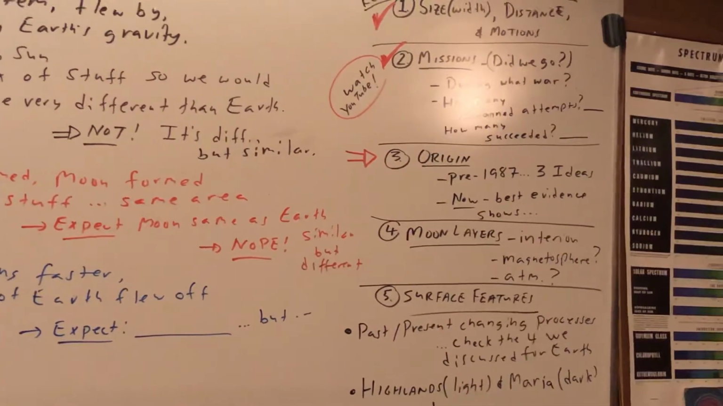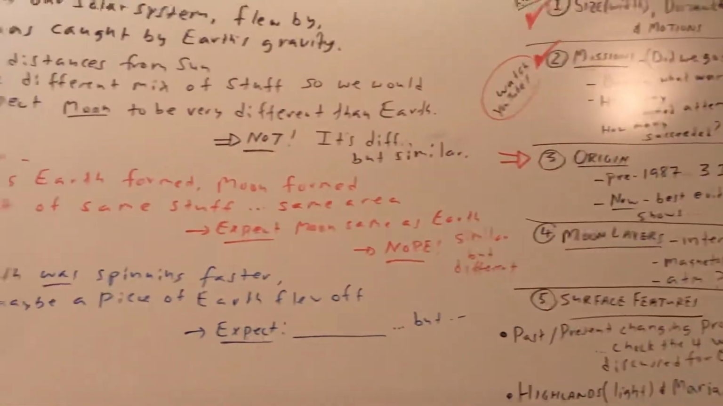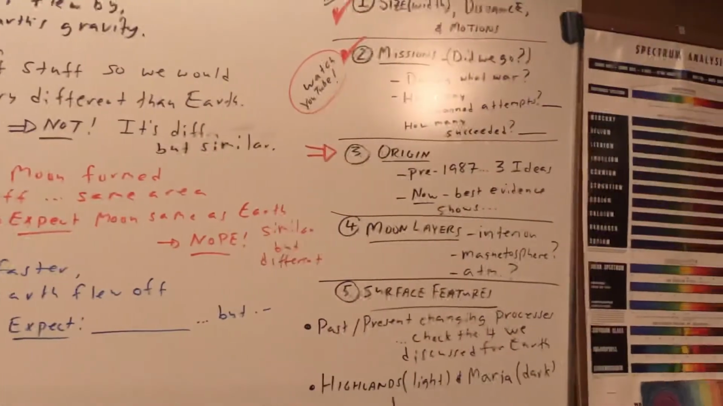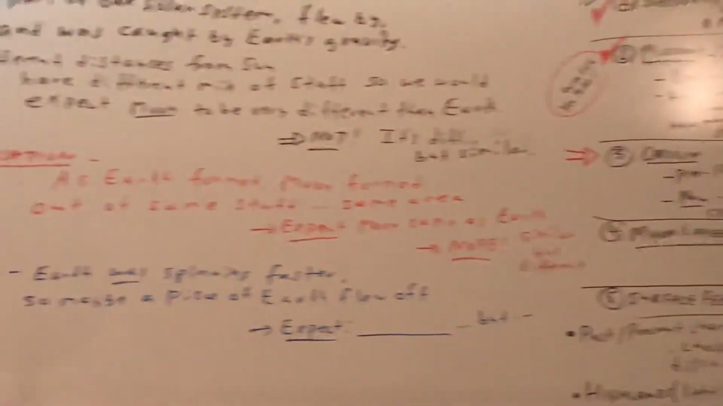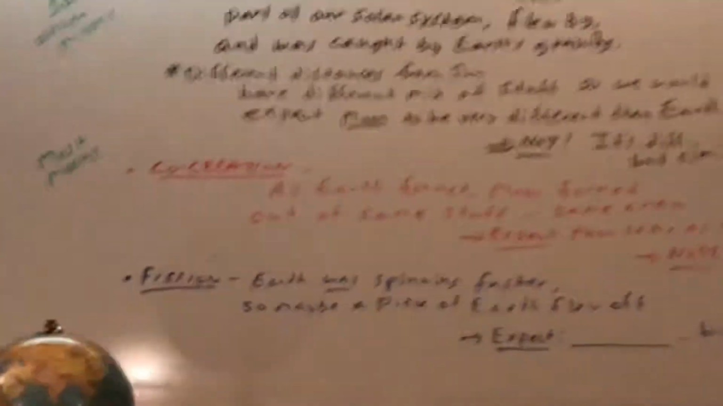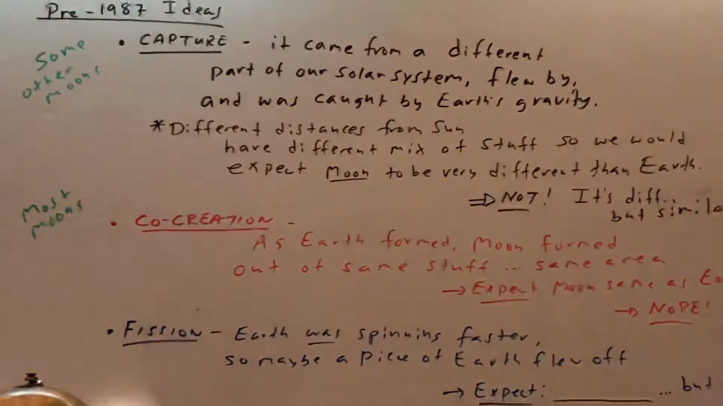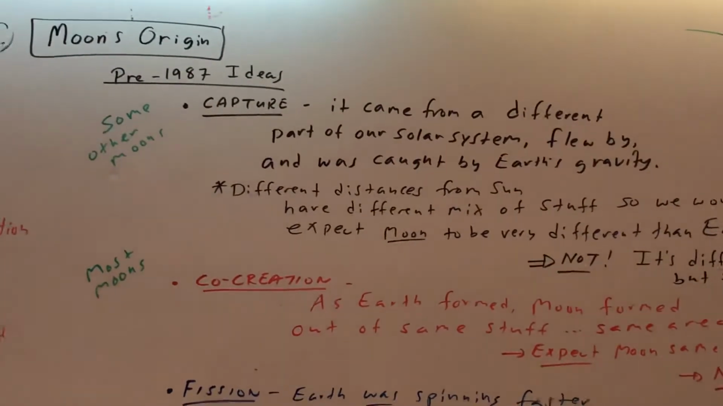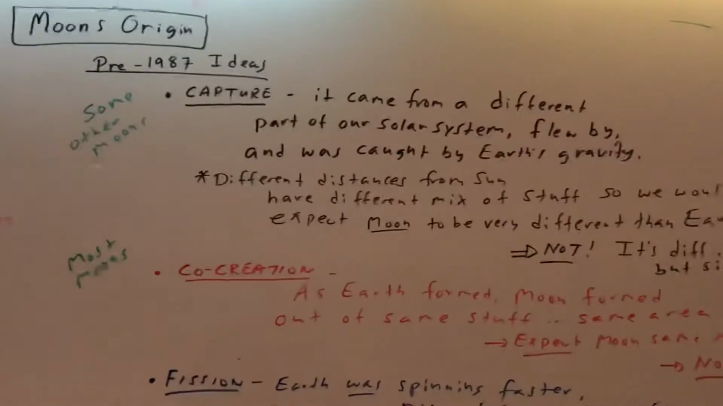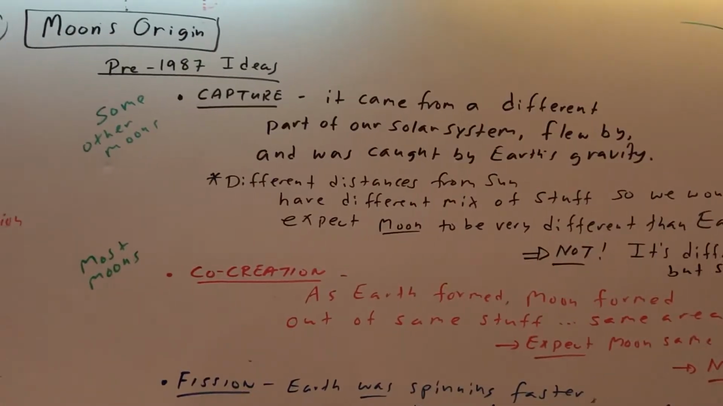So before 1987, there were three ideas. Now let's look at our best idea, and you can see where we're going to go after that. Moon layers, surface features. Might have to rely on the book for that. We'll see if I get that video done. And here we are, the moon's origin. So you can pause and take a video on that. So here were these ideas.